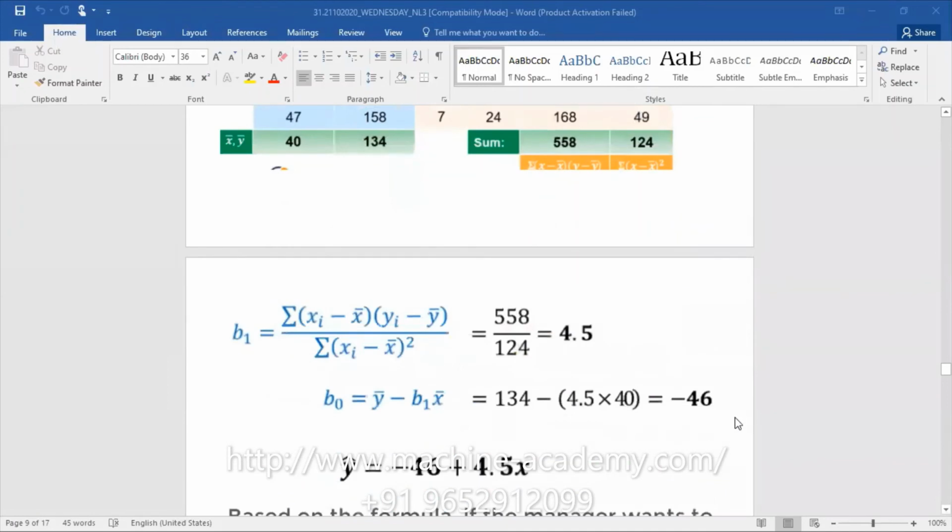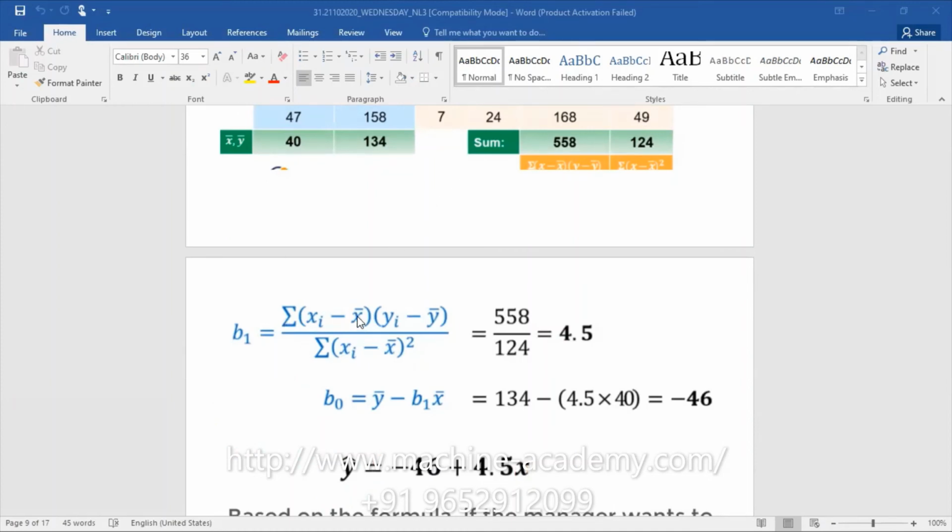Once I elaborate that particular formula, I'm getting minus 46. Now y cap equals minus 46 plus 4.5 of x. If you observe here, y cap is the mean value you have, and x is the input data we can consider here. We have x as constant.